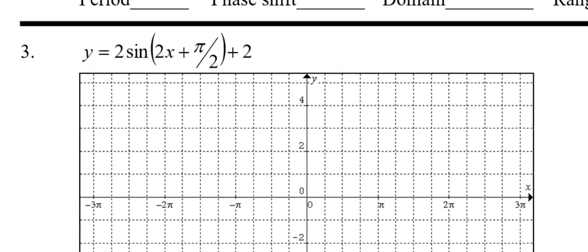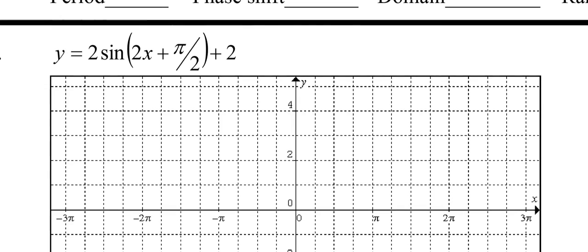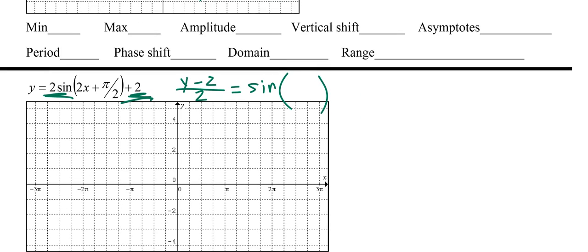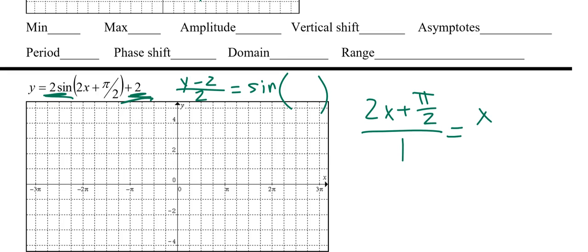Alright, so what are you going to do to figure out what's going on with the y's? Come on, what are you going to do with the plus 2? Subtract it. What are you going to do with that multiplying by 2? Divide it. Now, what's going on inside there? 2x plus pi over 2, all over 1. And we want it to be 1x. What are we going to multiply by? 1/2.